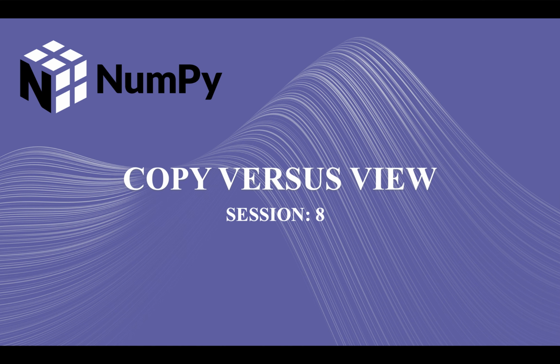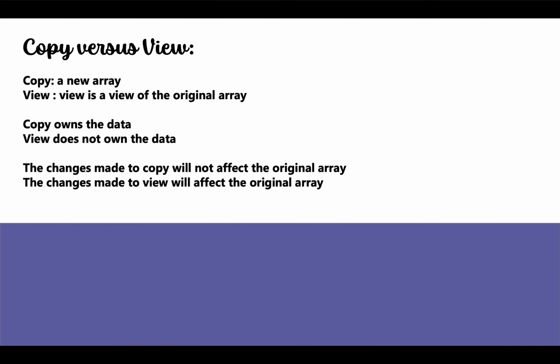In our last lecture, we covered the astype method in NumPy, and today we are going to learn about the difference between copy and view in NumPy. So let's get started. It is copy versus view. Copy creates a new array, and view is just a view of the original array. Don't worry, you'll understand it when we get into the code.